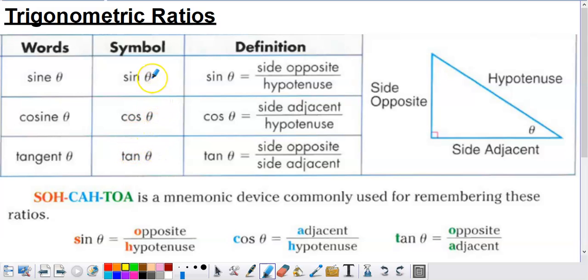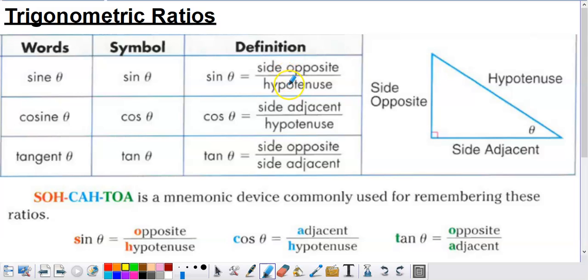I guess maybe this variable theta is something that might be new to you if you are just being introduced to trigonometry at the current time. Theta in math is oftentimes the variable that we use to represent an unknown angle. It's not wrong to use x or some other letter, but most frequently we're going to use the Greek letter theta.